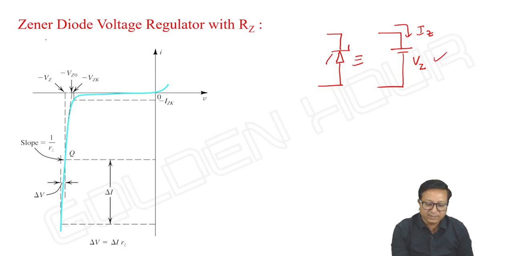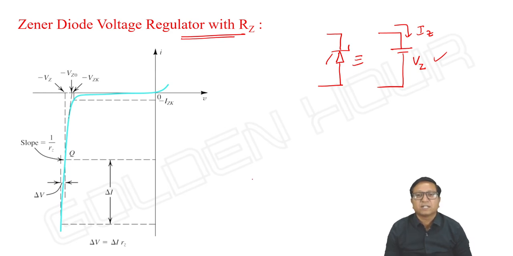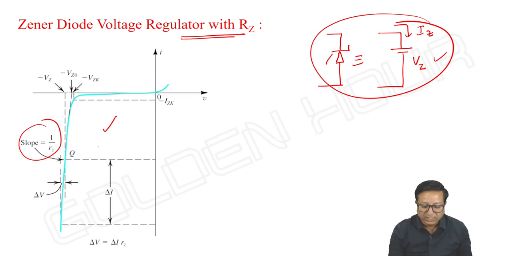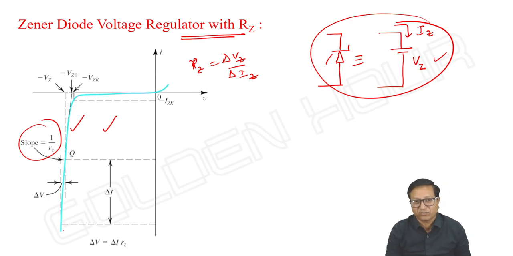Now I'm considering the second case, where the internal resistance of the Zener diode is taken into consideration, meaning a practical voltage source instead of an ideal voltage source. We have gone through this characteristic as well. Here, if you consider the slope, which is equal to 1 by Rz, what is the equivalent circuit of the voltage regulator? Rz is given by delta Vz by delta Iz, which means it is not a perfect vertical line. The characteristic has some small slope.